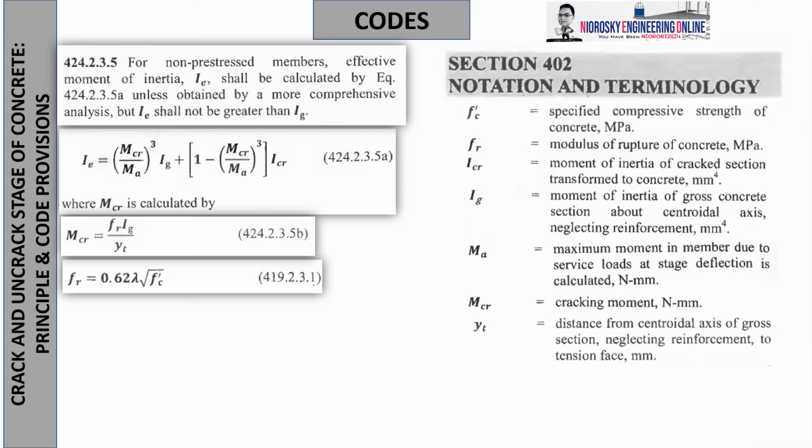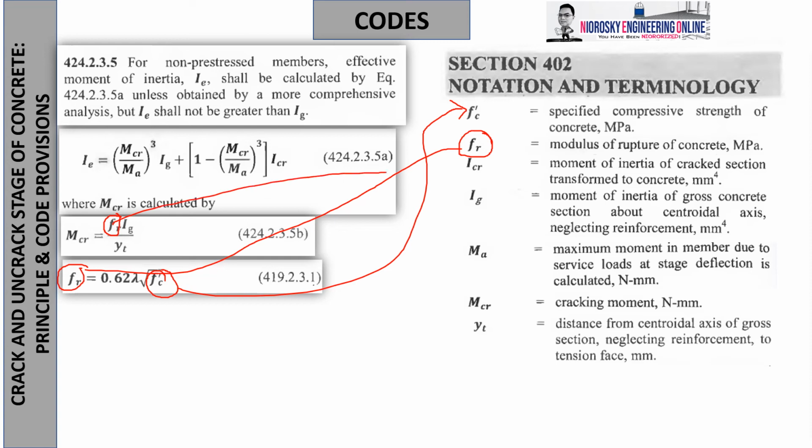Okay, ano ba yung mga notation and terminology na makikita natin? So, si Fc prime na ginagamit dito is what we call the specified compressive strength of concrete. Ito yung ginagawa nating concrete mixture. Okay, si F sub R, as mentioned, is the rupture modulus.